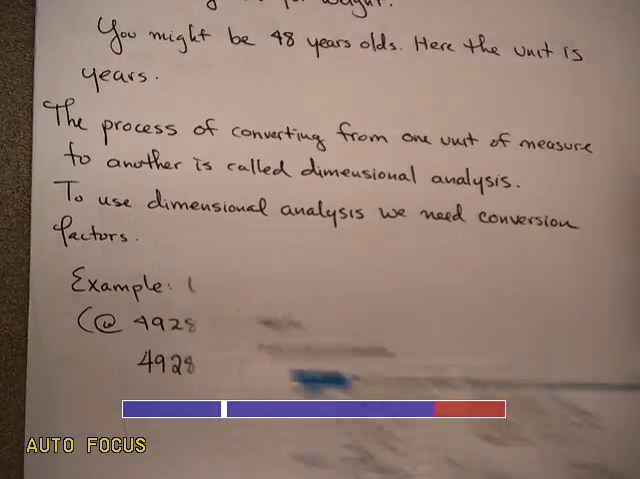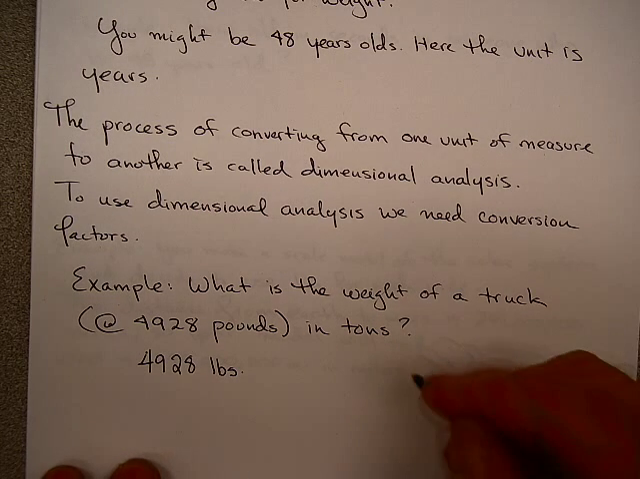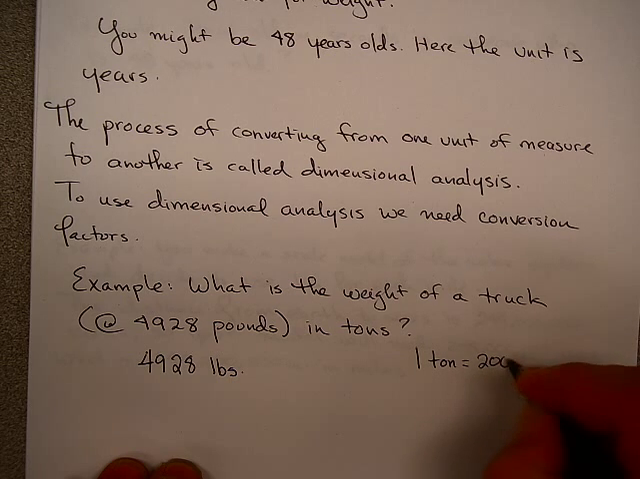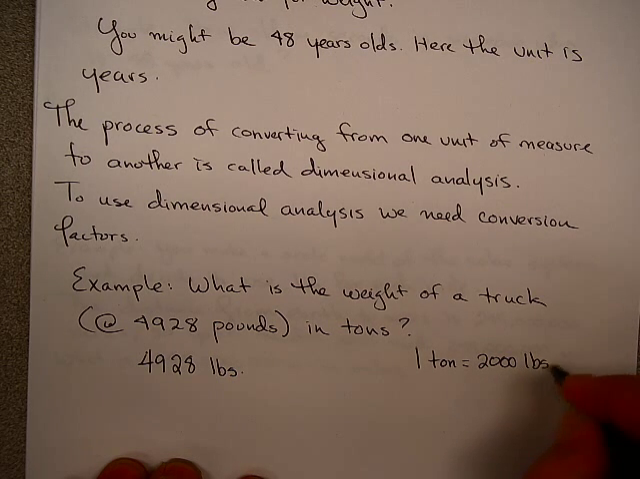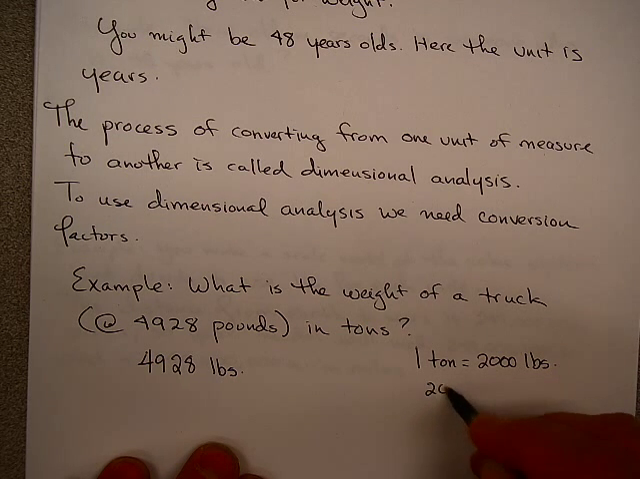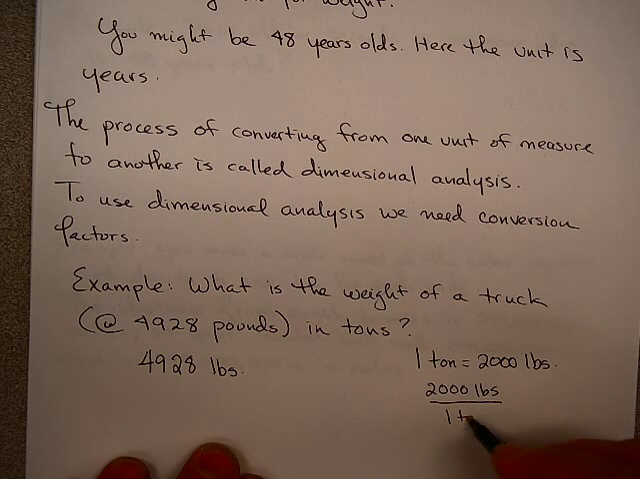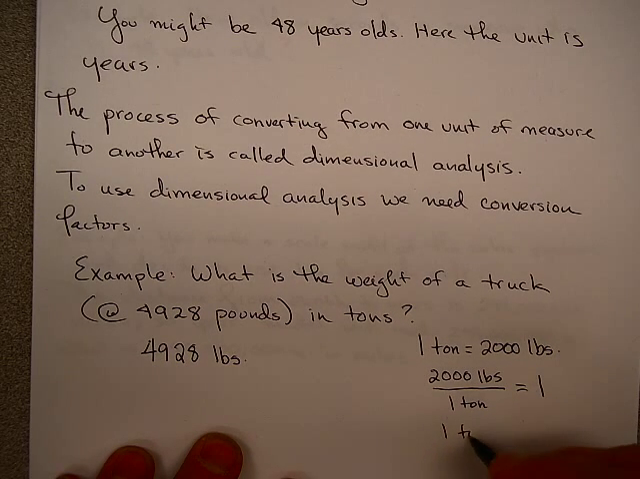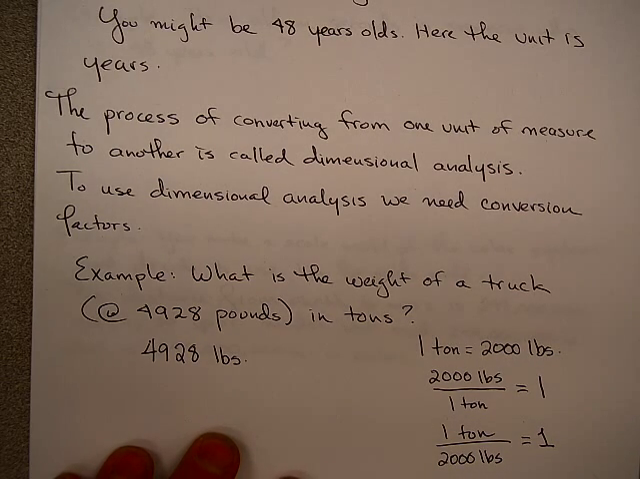So let's go out again and let's use that. So my conversion factor is 1 ton equals 2,000 pounds. Now realize that this conversion factor gives us two possible fractions. One fraction is 2,000 pounds over 1 ton equals 1. Another factor is 1 ton over 2,000 pounds equals 1. Now everybody knows that when you multiply by 1, you don't change the values.